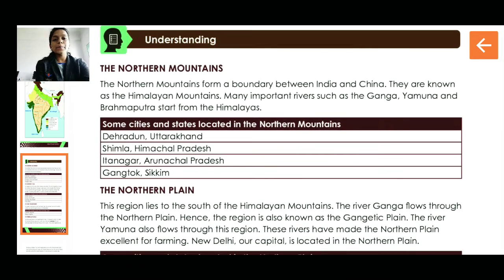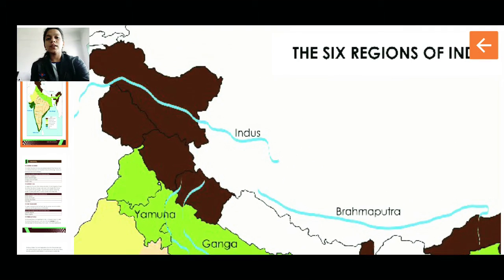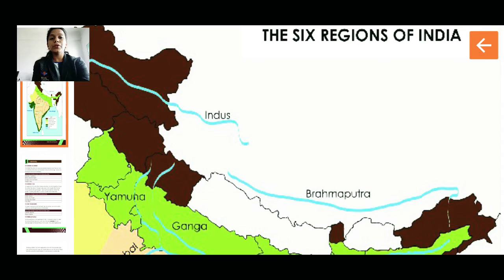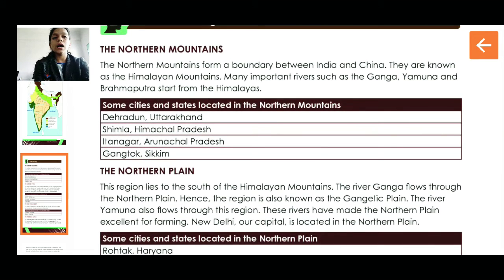The first one is the northern mountains. The northern mountains form a boundary between India and China. If you have seen the earlier diagram, this side is China. So these northern mountains form a boundary between India and China. They are called the Himalayan mountains. Many important rivers such as the Ganga, Yamuna and Brahmaputra start from the Himalayas.